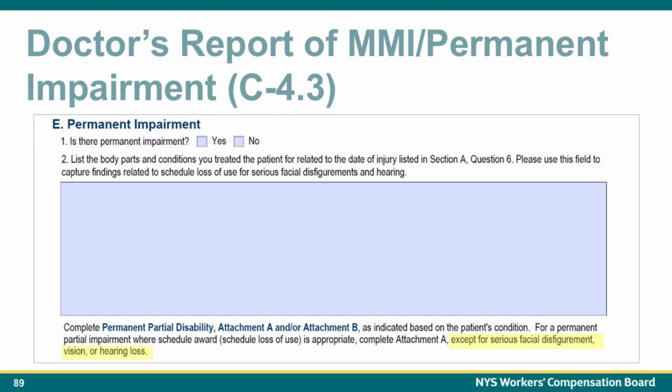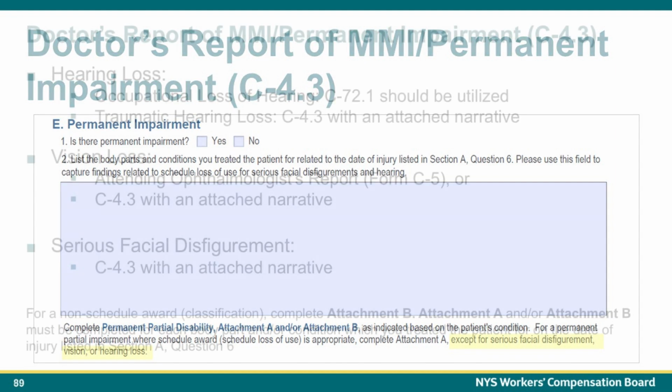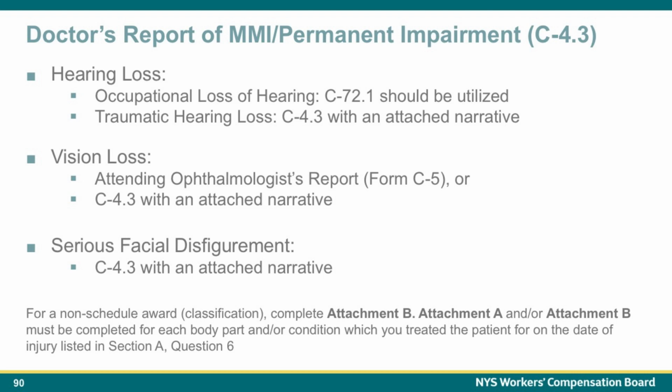Attachment A is to be used to complete any SLU evaluation except for loss of hearing or vision and serious facial disfigurement. Let's review each exception. Hearing loss can be documented using Form C-72.1 for occupational loss of hearing, but for traumatic loss of hearing, Form C-4.3 with an attached narrative should be used.